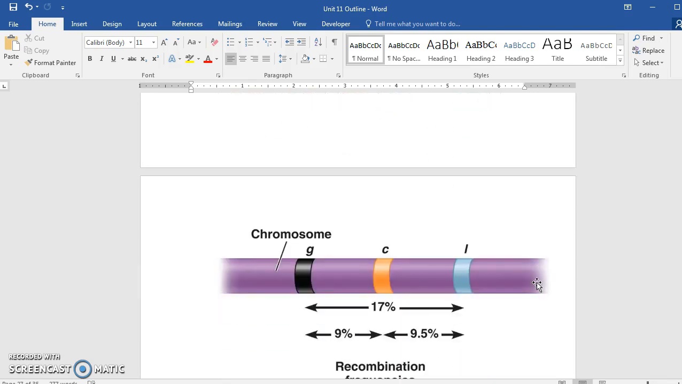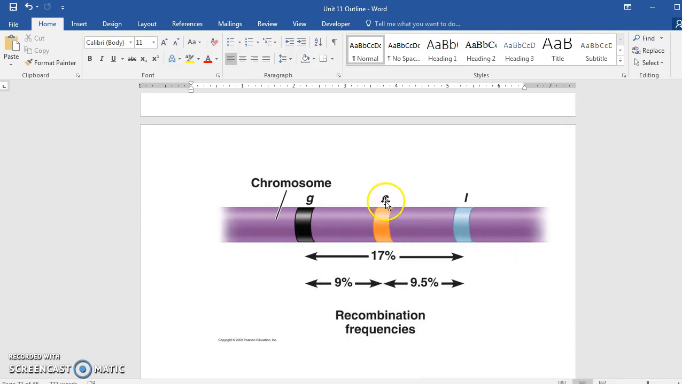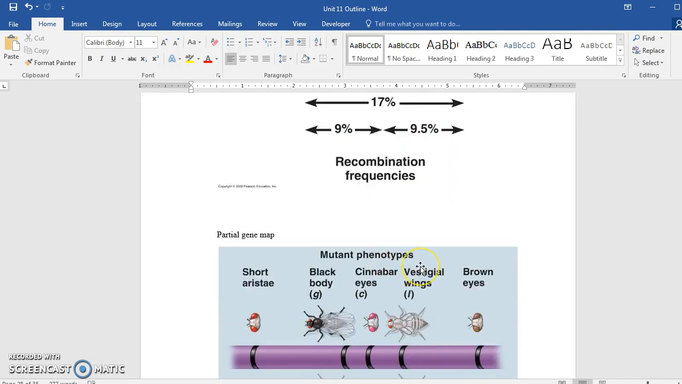If we map these genes, just as I mentioned, it was found, these two genes, that there was a third gene signified with the letter C. And they used the 17% between these two FAR genes, and then they found that there was about 0.09 or 9% recombinant rate between the G and C, and about 9.5% or 0.095 rate between the C and the L gene. So that told them that the C was about halfway between these two genes. So those frequencies can be used in mapping.